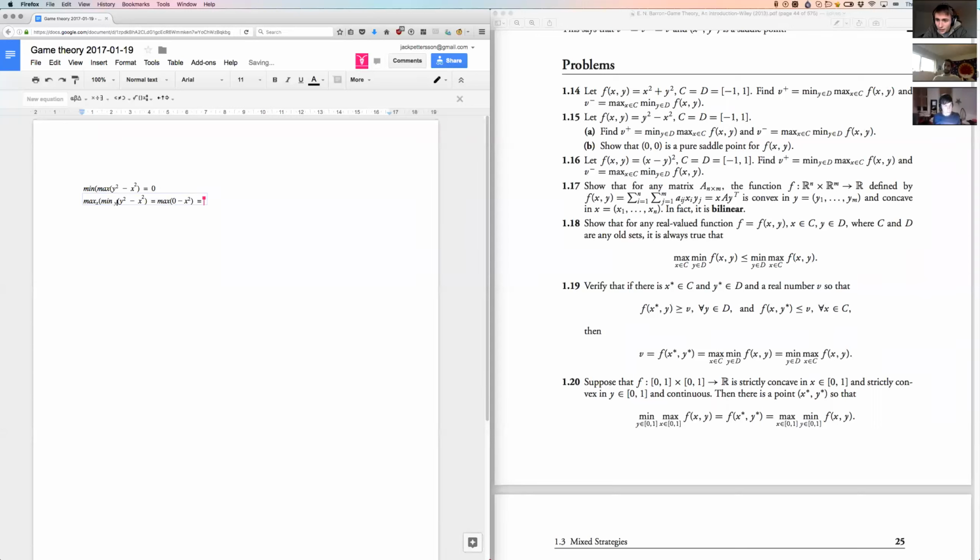And then we want to maximize negative x squared. So the maximum of negative x squared is 0. Ta-da! So QED. I don't remember. QED? QED.